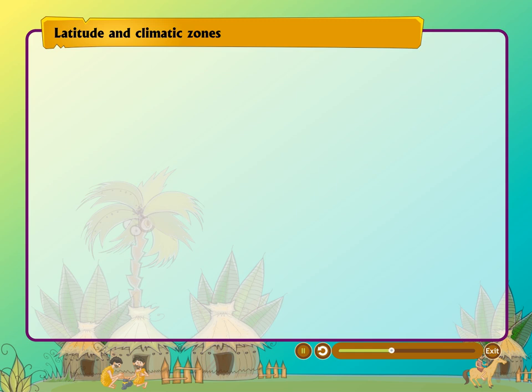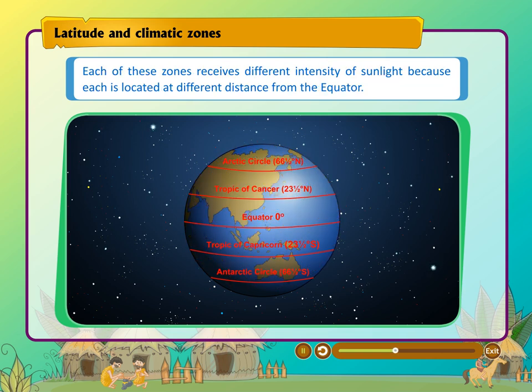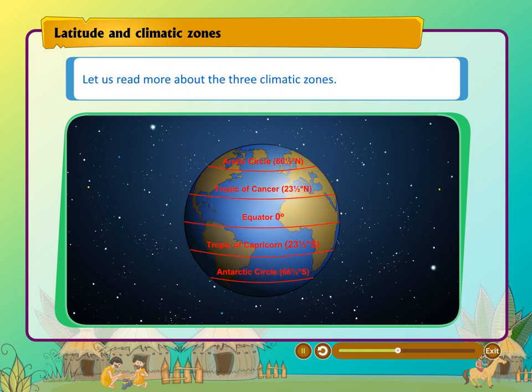Latitude and climatic zones. Based on latitudes, the Earth has been divided into 3 climatic zones. The climatic zones are sometimes called temperature zones. Each of these zones receives different intensity of sunlight because each is located at different distance from the equator. Let us read more about the 3 climatic zones.